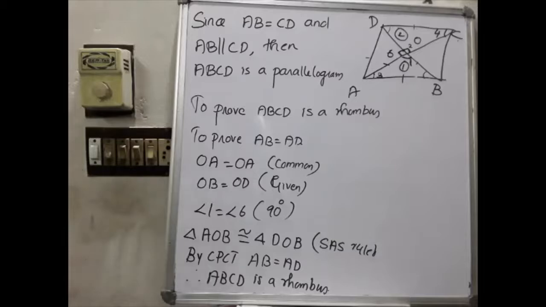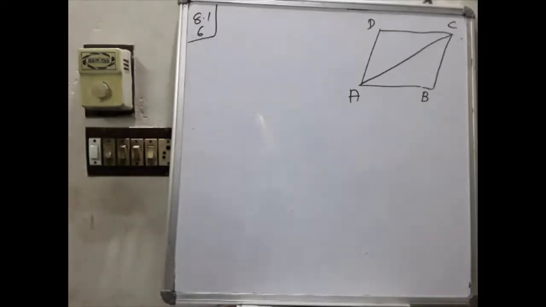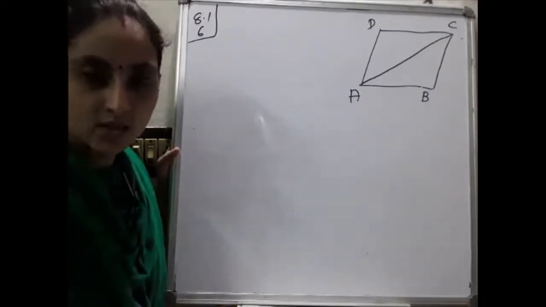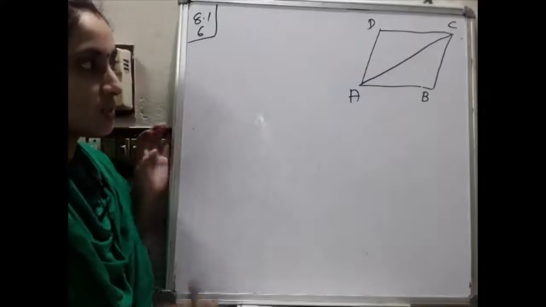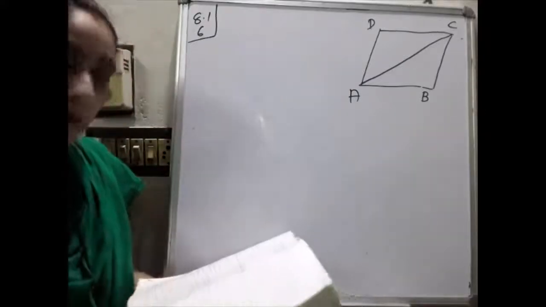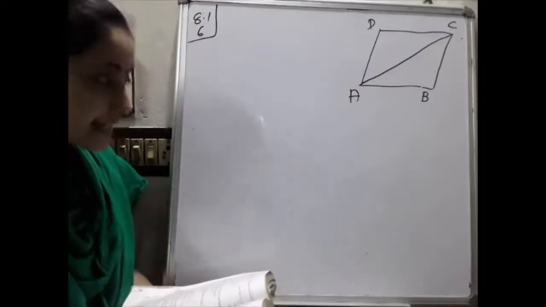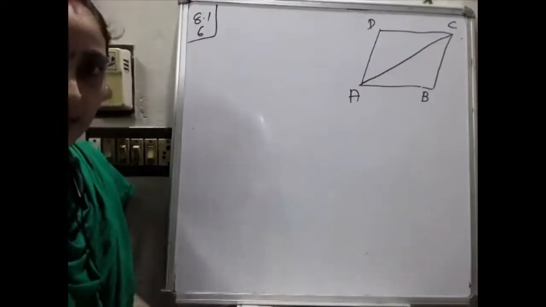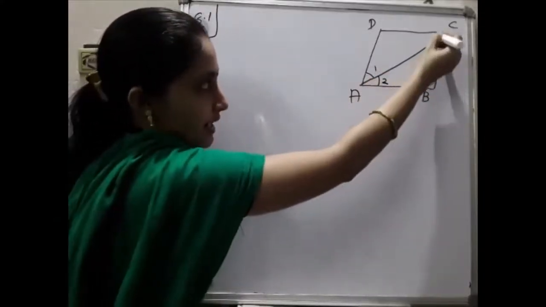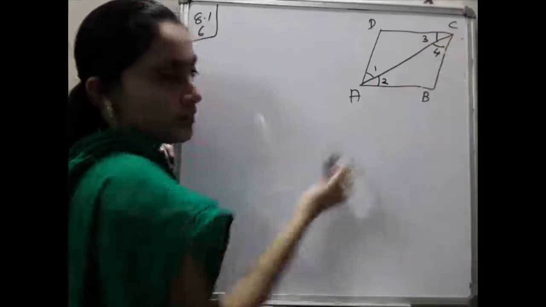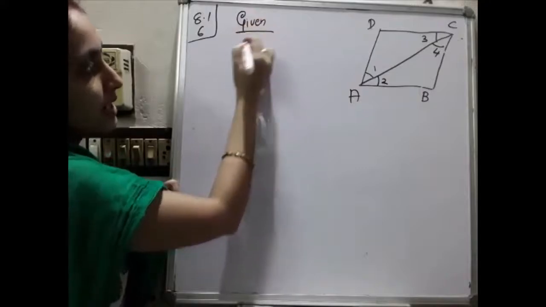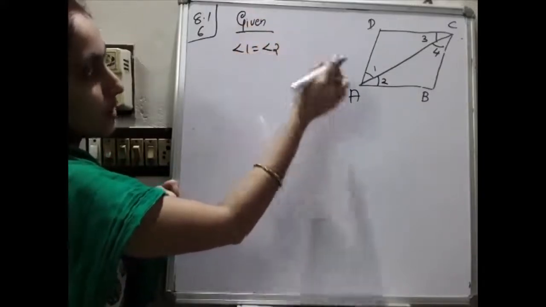Same question, second proof. So we will move to the next question, exercise 8.1, sixth question, one easy question. So what is given here? Diagonal AC of a parallelogram ABCD bisects angle A. Bisect means what? It divides equally. So you can write angle 1, here angle 2, and here angle 3, and here angle 4. According to our question, what is given? Angle 1 is equal to angle 2, that is bisect.